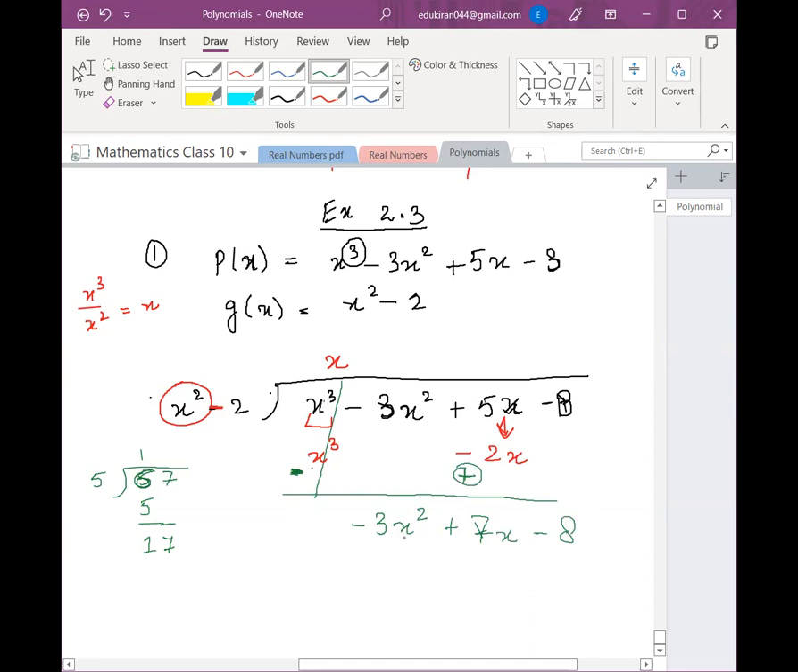Now, you can see this is x square. This is also x square, so that I can divide. Because the degree is same, I can divide it further. Now, from which number should I multiply so that I can get minus of 3x square?